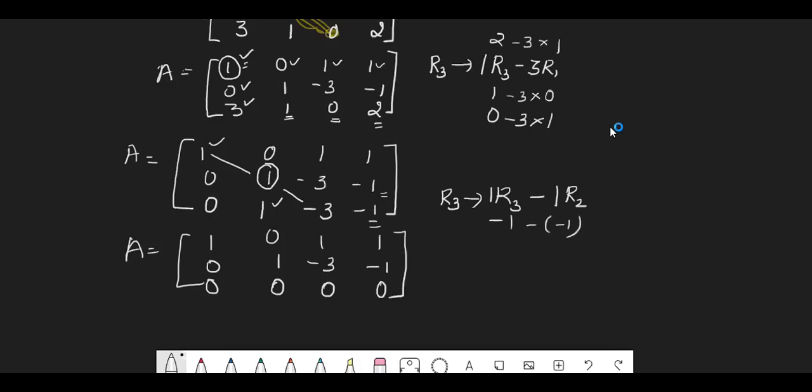Correct? Done. Now next diagonal element is 0. Not to worry because below that we don't have any element. If below elements were there and if this element was 0, we would have done again interchanging the row. Now, after this, you need to confirm, third row is 0 row or non-zero row? 0 row. Now, there is one non-zero row, second row.